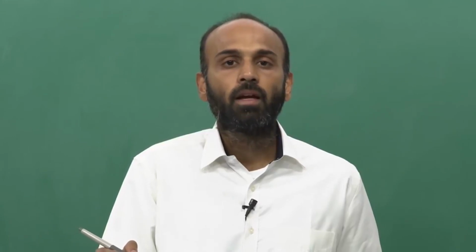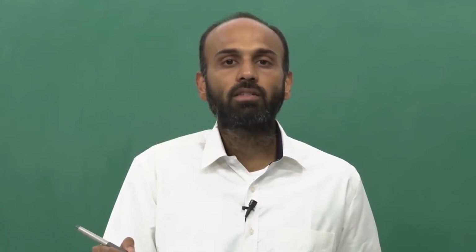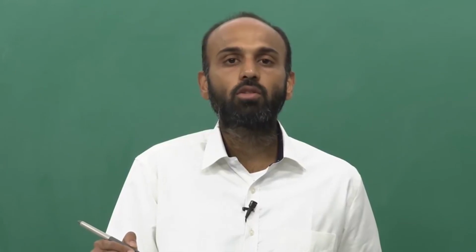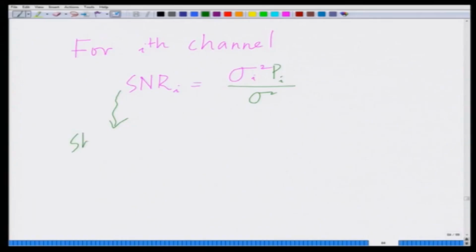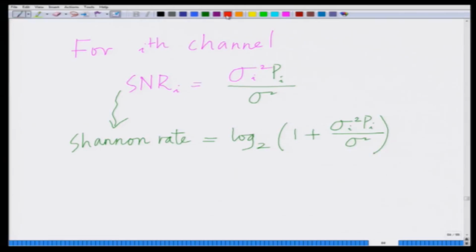And we know from the formula for the Shannon capacity that the Shannon capacity is given as log to the base 2 of 1 plus the SNR. Therefore, the Shannon rate of this channel equals log 2 of 1 plus sigma i square Pi divided by sigma square. Remember, we have how many such channels? We have T such channels, i equals 1, 2, up to T.